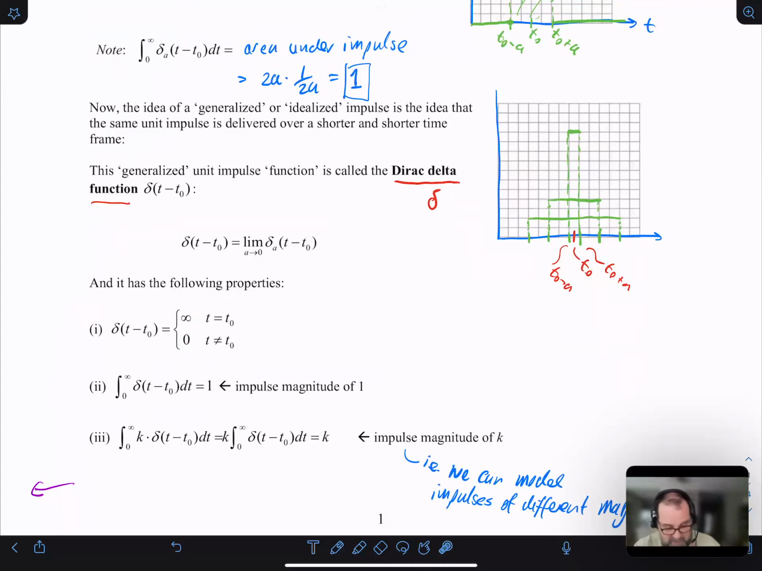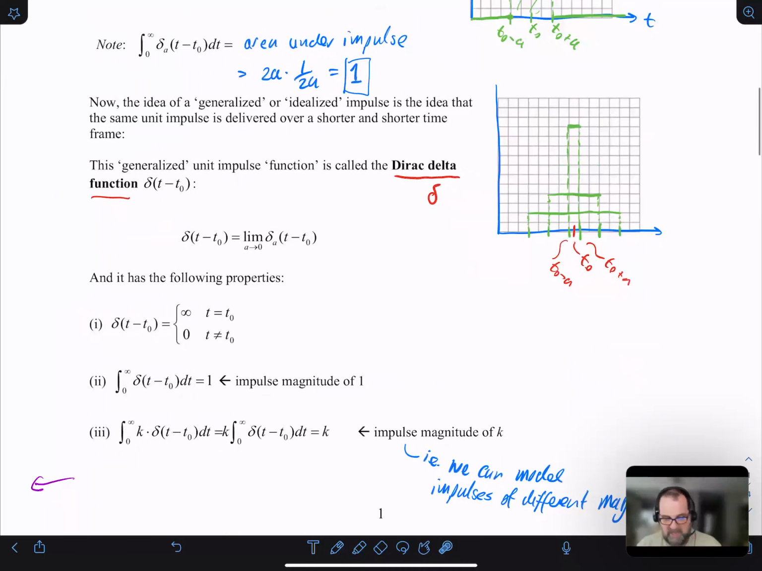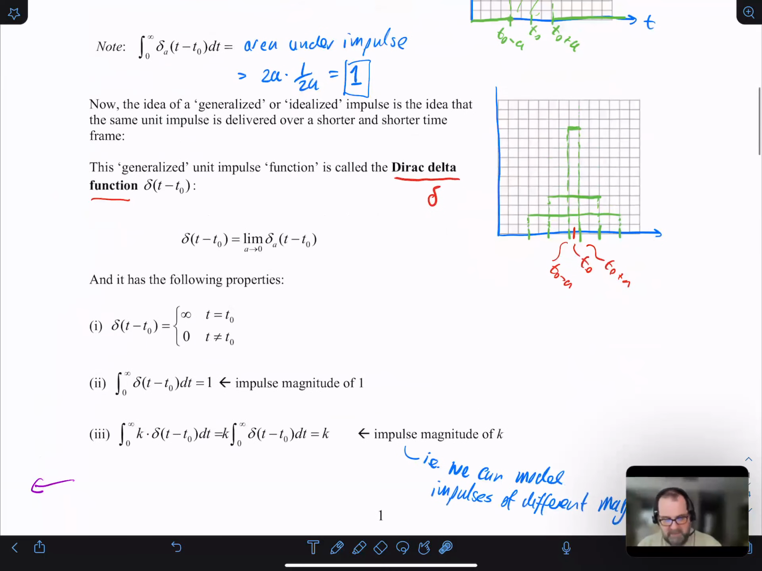But the point would be that I can then model an impulse of whatever magnitude I would like. It doesn't have to be an impulse of a single unit force of whatever that is. We can multiply by k to get an impulse of whatever magnitude we would like. So this is the unit impulse. This is the Dirac delta function. And again, this is the thing that we're going to be working with here. This is what we use to model an impulse at a moment t0.